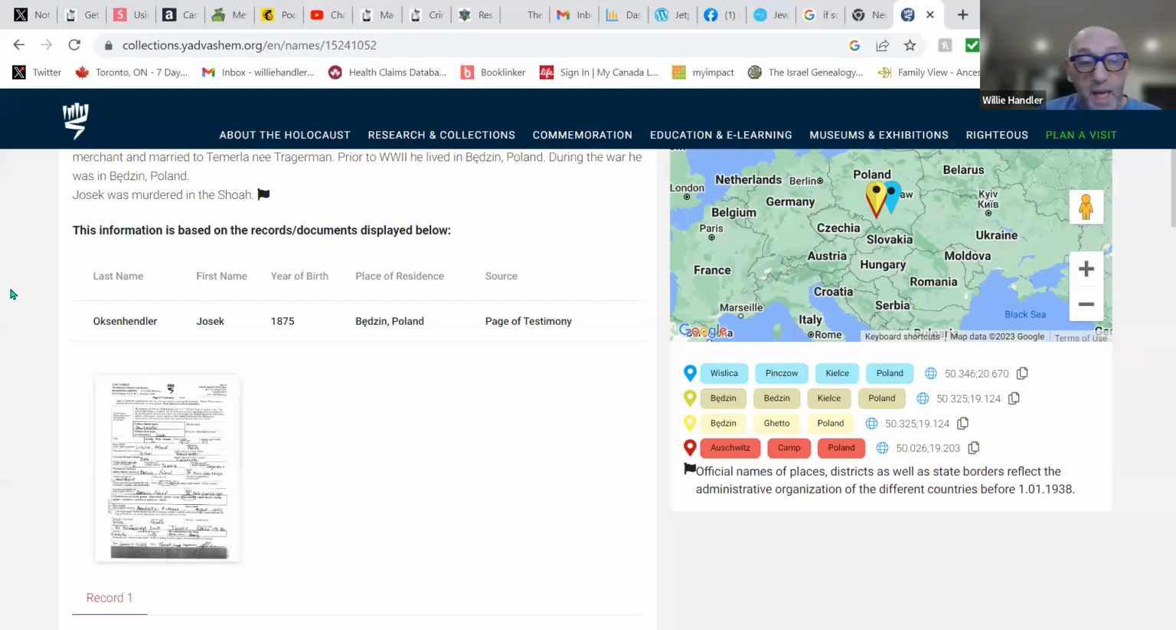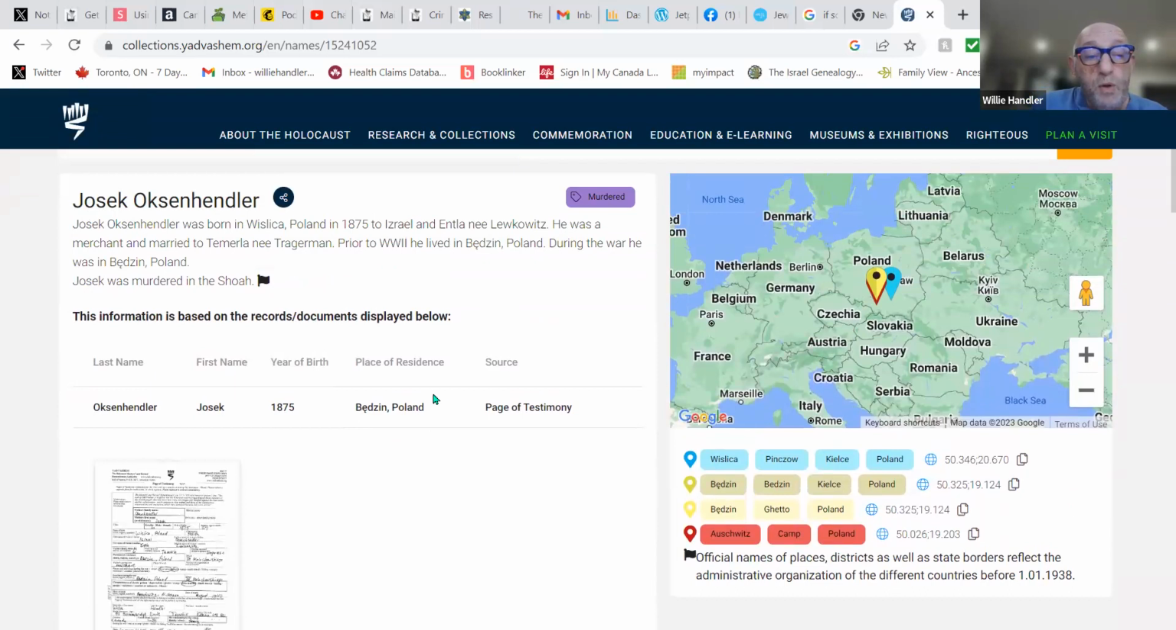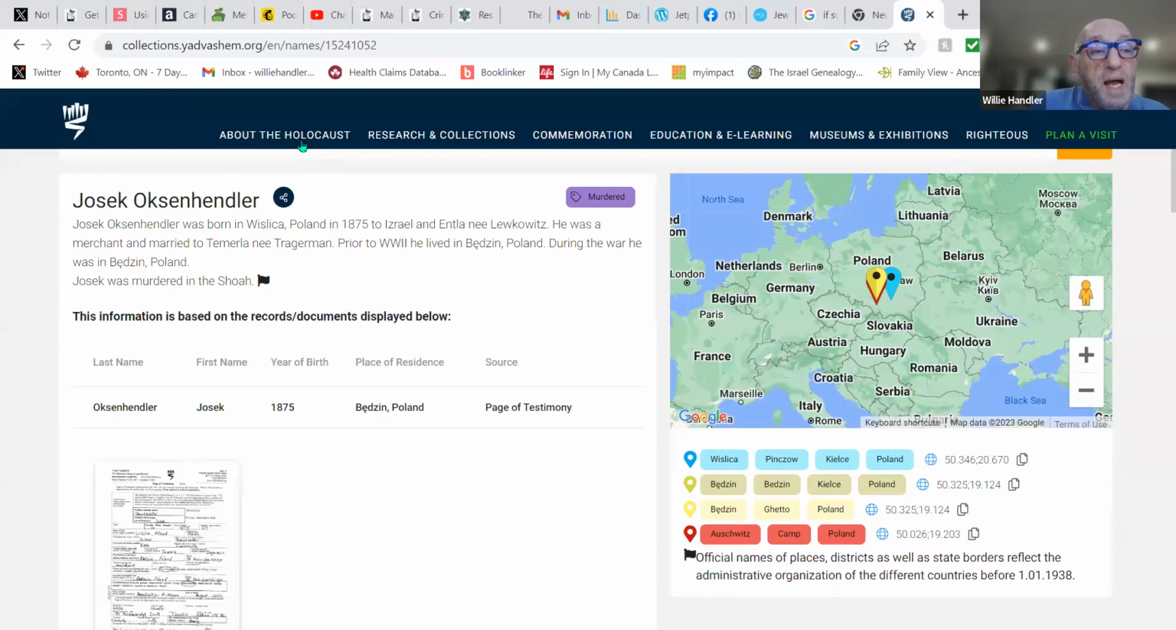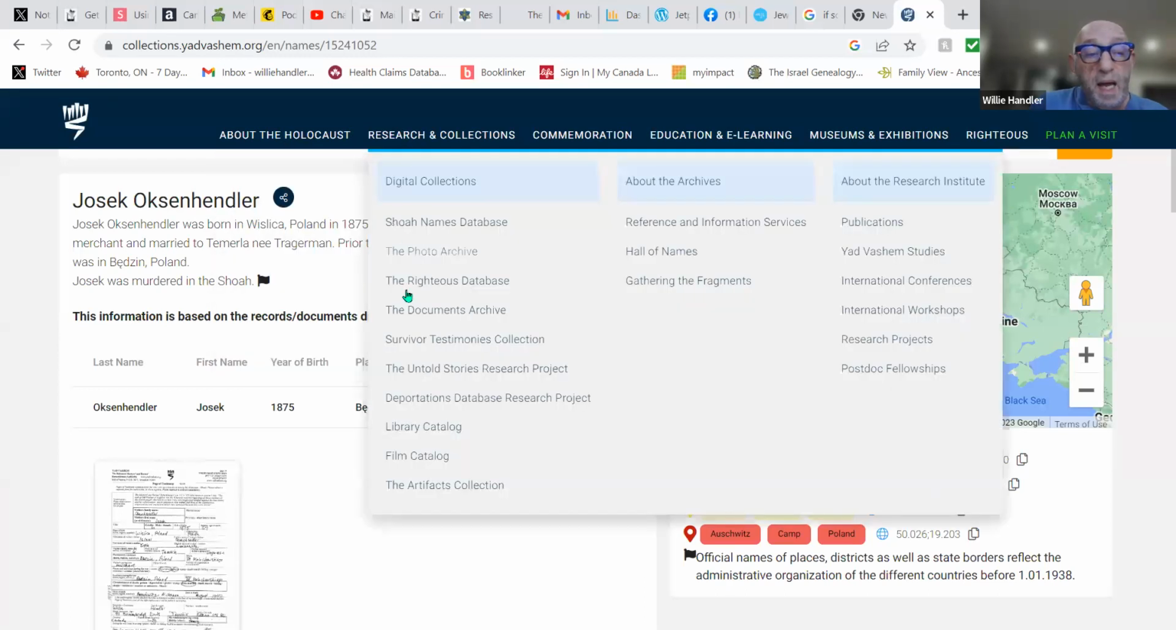So I can tell you that what you saw was a page of testimony. There are 2.7 million pages of testimony in the Yad Vashem. And you can download a form, and I'm just going to look for that real quick. Download a form and send it in to Yad Vashem. It takes several months for it to be added to the database, and the forms are in 11 languages.